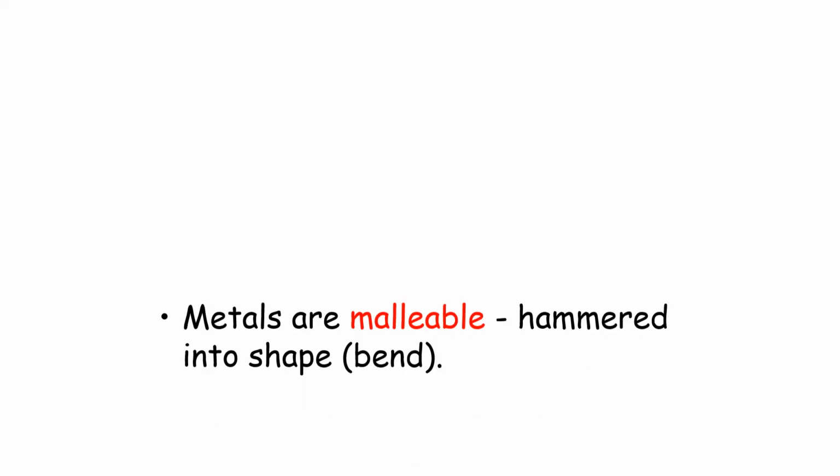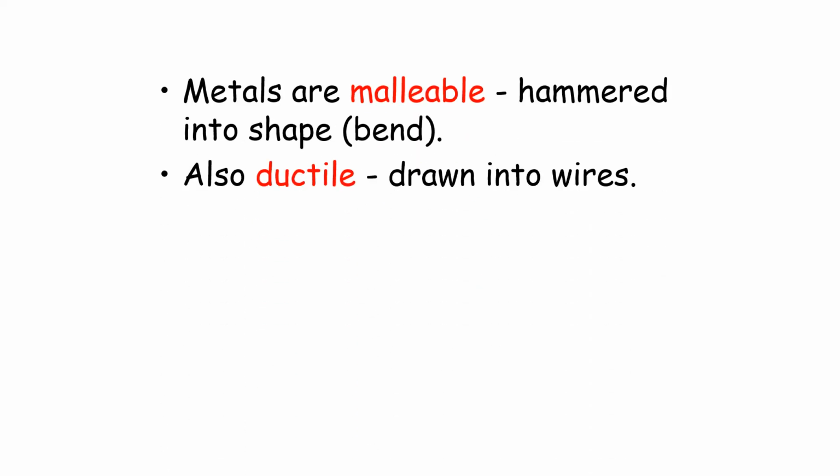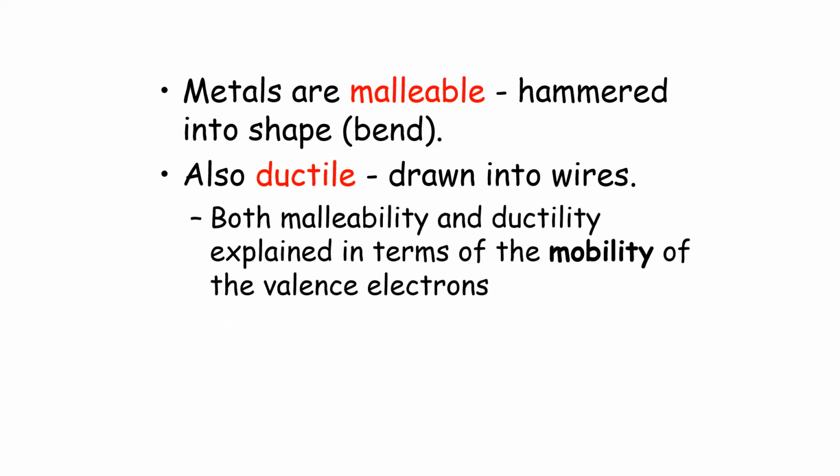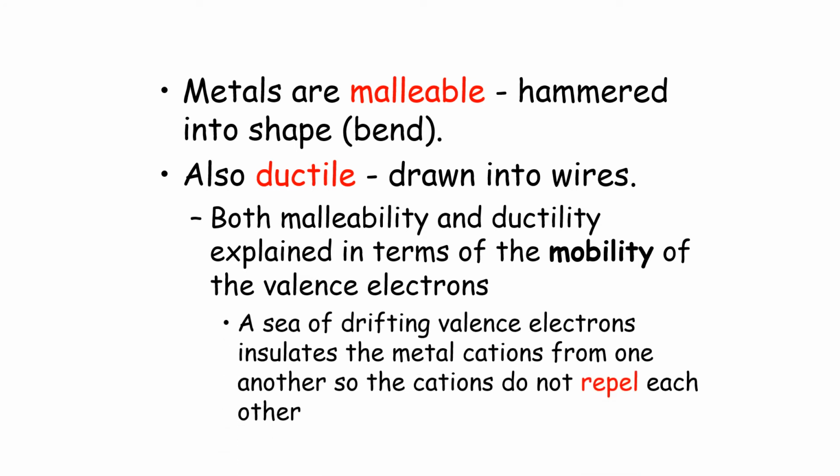And then we also know that metals are malleable and they are ductile, which means we can basically change them into different shapes without actually breaking them. And these two properties are also well explained because of the mobility, or the movement, of those electrons in that sea of electrons.